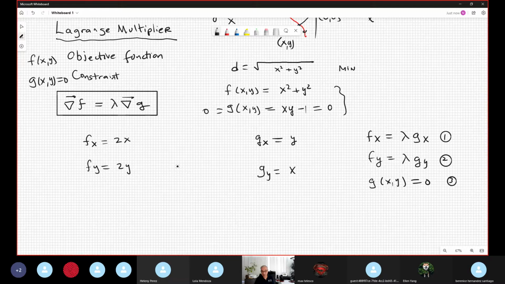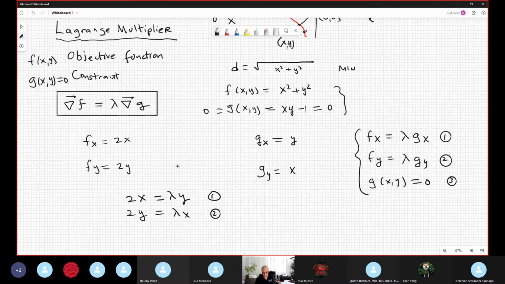And equation number 3, specifically, in our problem is 2x is equal to lambda y. Equation number 1. 2y equal lambda x. Equation number 2. And the last equation is xy, you write like that, equal to 0, or like that. I don't know why I prefer it this way. I don't know, there's no reason. That's my mind working.